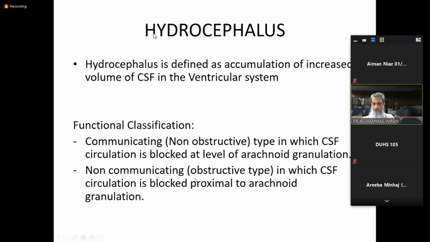Whereas the non-communicating and obstructive type is that in which the CSF circulation is blocked proximal to the arachnoid granulation, which means that the block might be at the level of the foramen of Monro, the cerebral aqueduct, or the fourth ventricle. So these are the two types, communicating and non-communicating, or you can also call it non-obstructive and obstructive type.